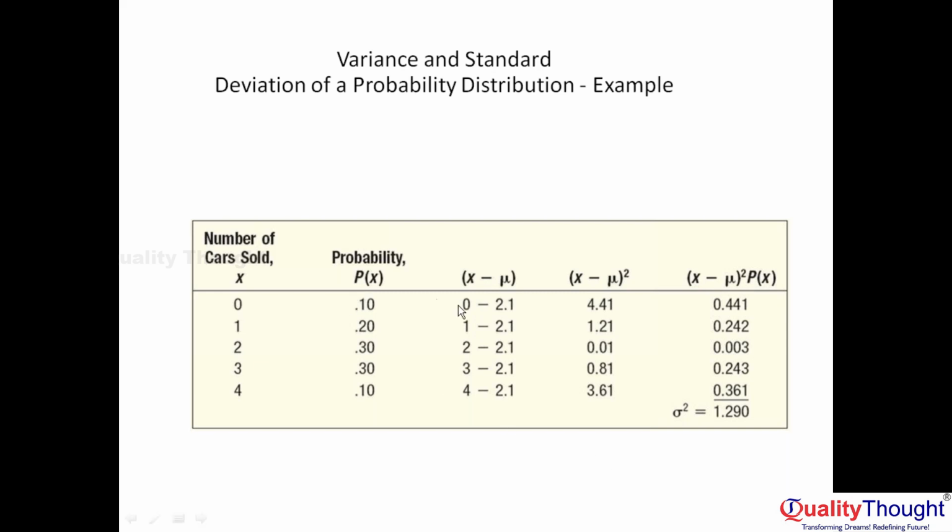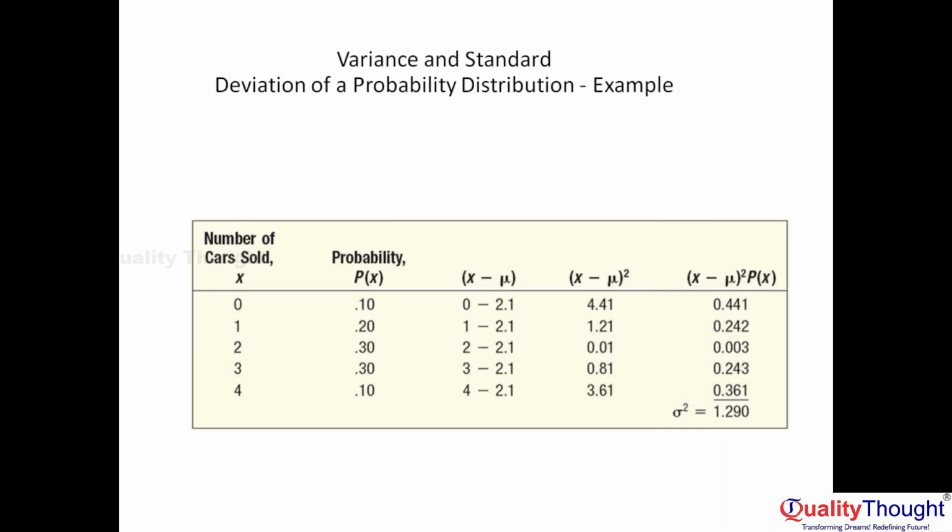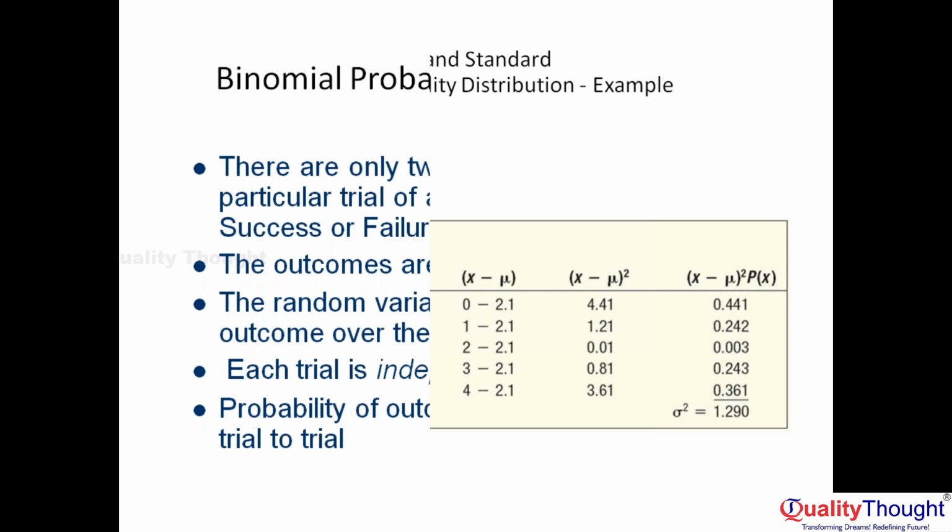You can clearly observe that you have to subtract the mean from x, 0 minus 2.1, something like this, and you have to square it. Then the square into p of x for each and every value needs to be summed together. You will finally get 1.29 as the answer. And the standard deviation you can directly go ahead and identify. That is very easy.